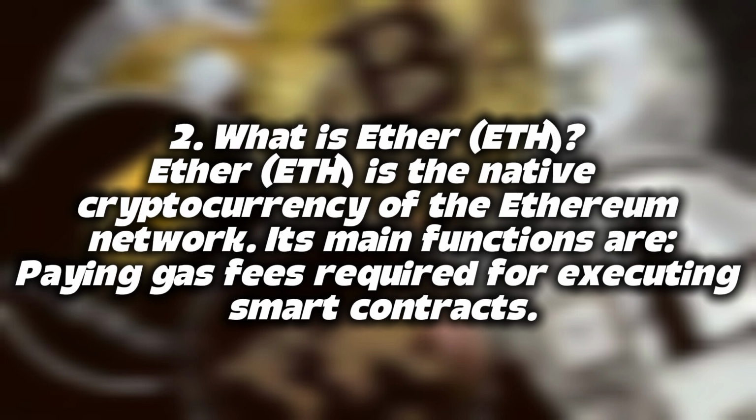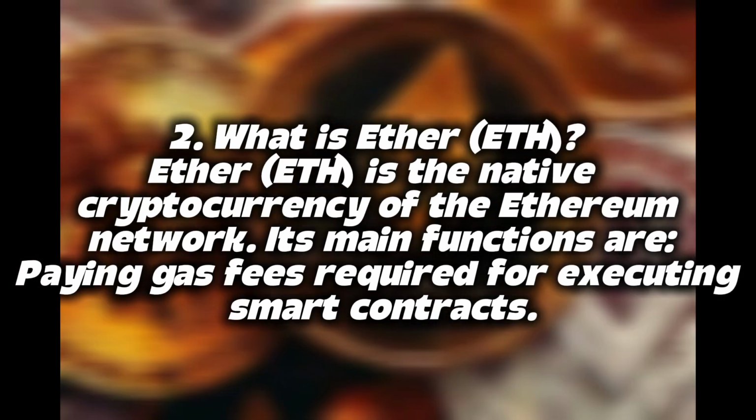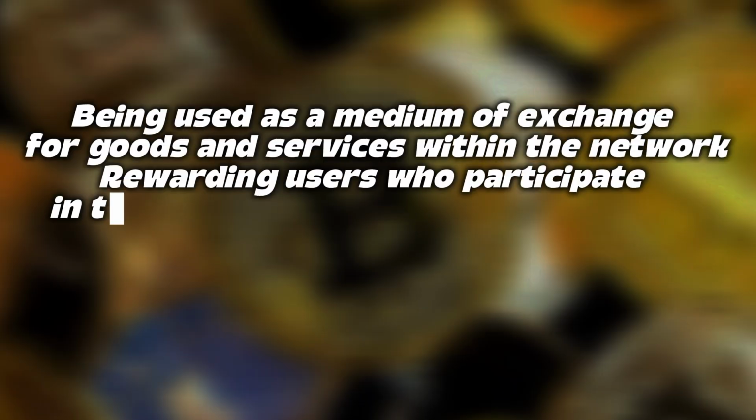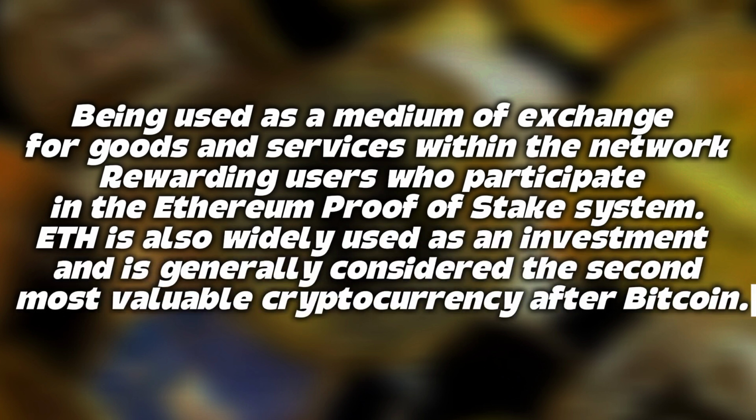2. What is Ether, ETH? Ether, ETH, is the native cryptocurrency of the Ethereum network. Its main functions are paying gas fees required for executing smart contracts, being used as a medium of exchange for goods and services within the network, and rewarding users who participate in the Ethereum proof of stake system. ETH is also widely used as an investment and is generally considered the second most valuable cryptocurrency after Bitcoin.